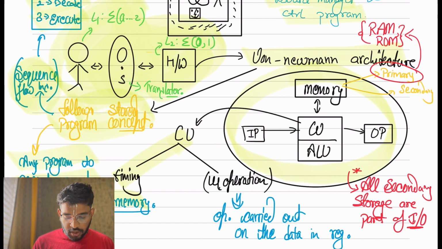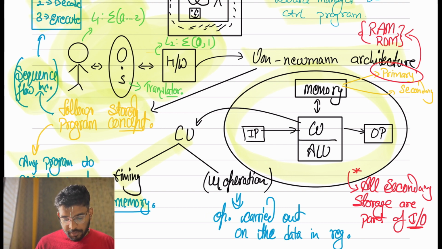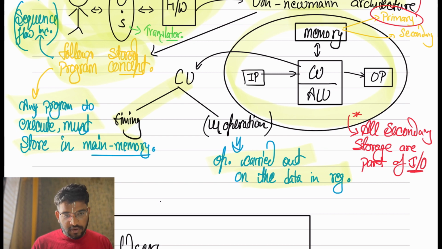The control unit works upon micro-operations, which are operations further simplified. A micro-operation is the basic unit, and multiple micro-operations together form a normal operation. Micro-operations are carried out on data in registers. In micro-operations everything works on registers, and even the temporary results are stored in registers.